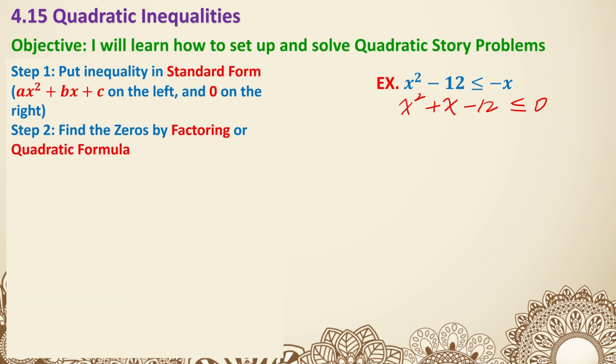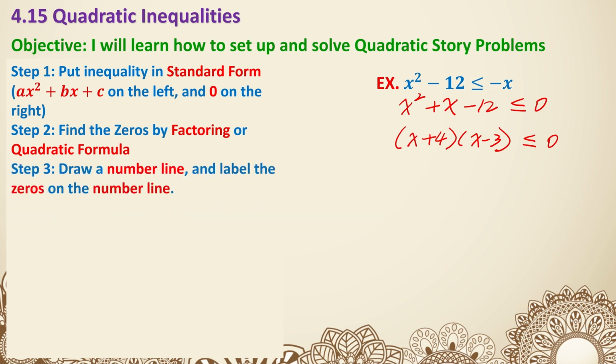Next, we're going to need to solve the equation, treat it as an equation, and solve it by factoring or quadratic formula. We can actually factor. So it's going to be x plus 4 times x minus 3, that is less than or equal to 0.